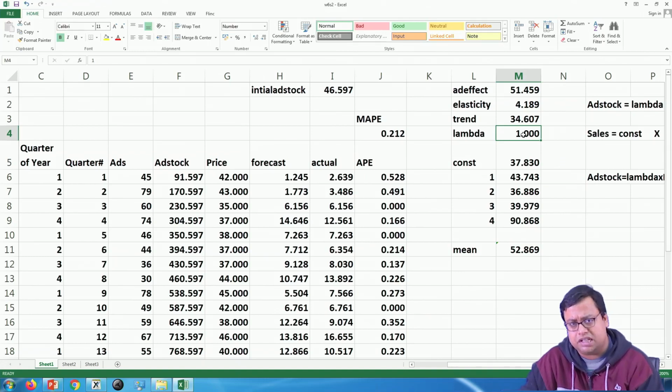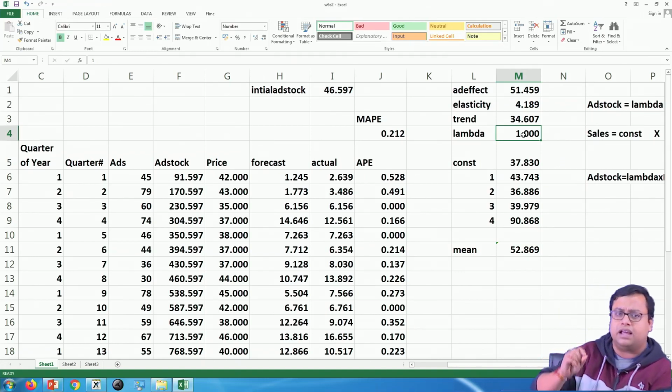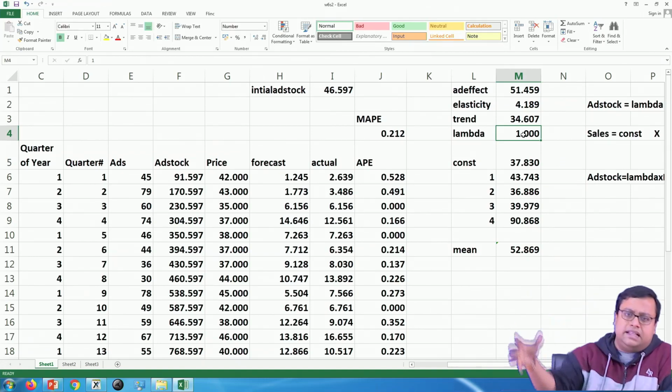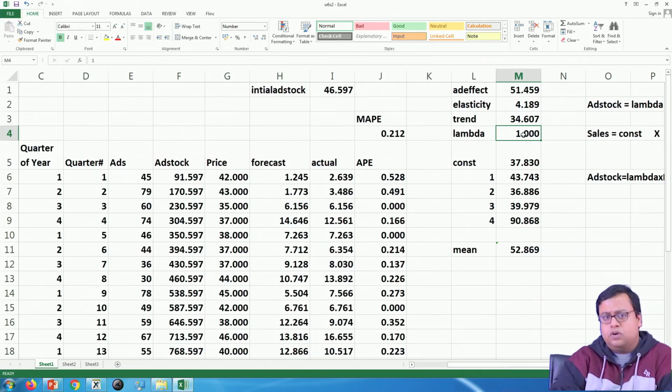Actually, in a real-life situation, lambda is something smaller than that. You can estimate lambda outside your data set also, and you can put that value, and then you will be finding out the decay effect of the advertisement. If you have run this particular thing for some more time, probably you have also seen the decay effect, and that is how advertisement and sales promotion works.